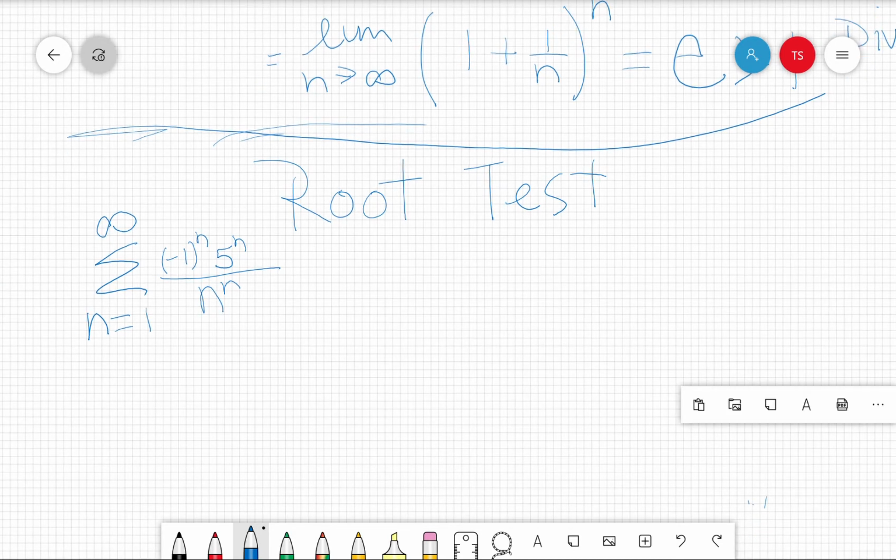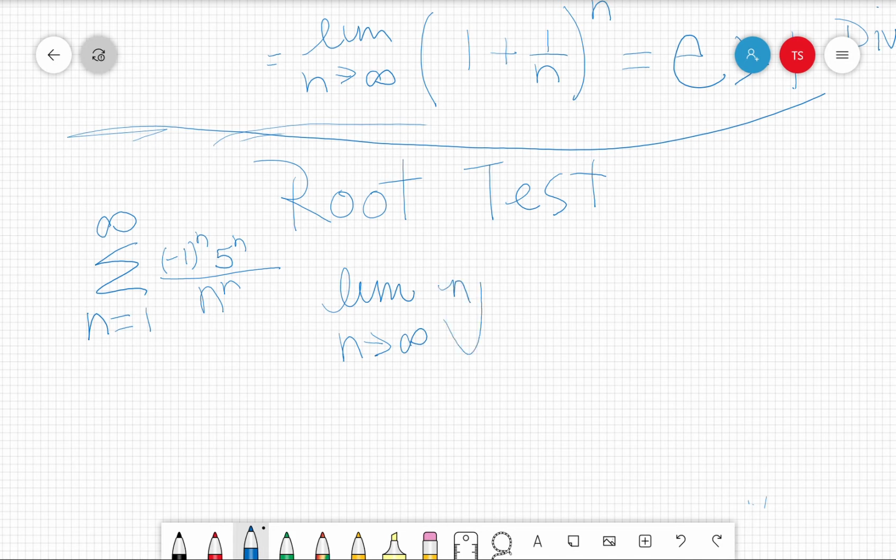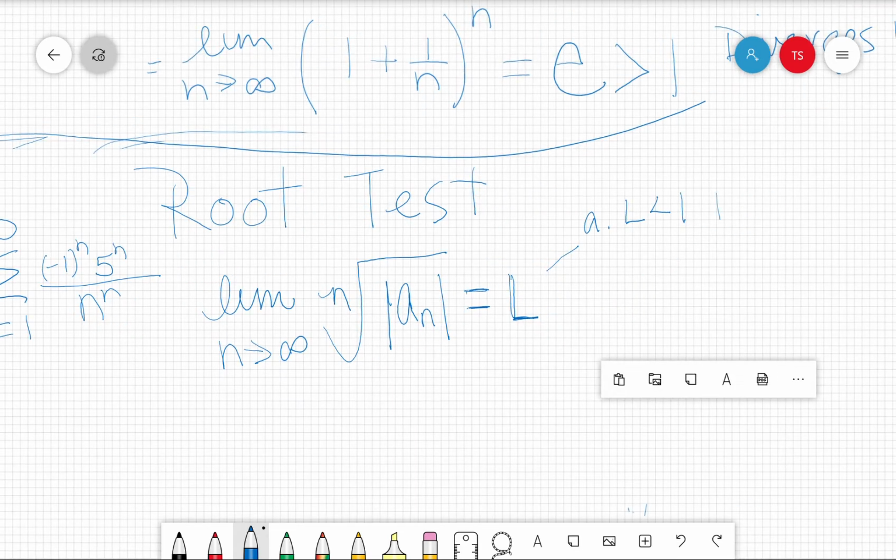So using the root test, there's three possibilities. For the root test, we're going to take the limit as n goes to infinity of the nth root of the absolute value of a sub n. And then that limit is going to equal some number L. And our possibilities are that L is less than 1. And if that's the case, the series converges absolutely.